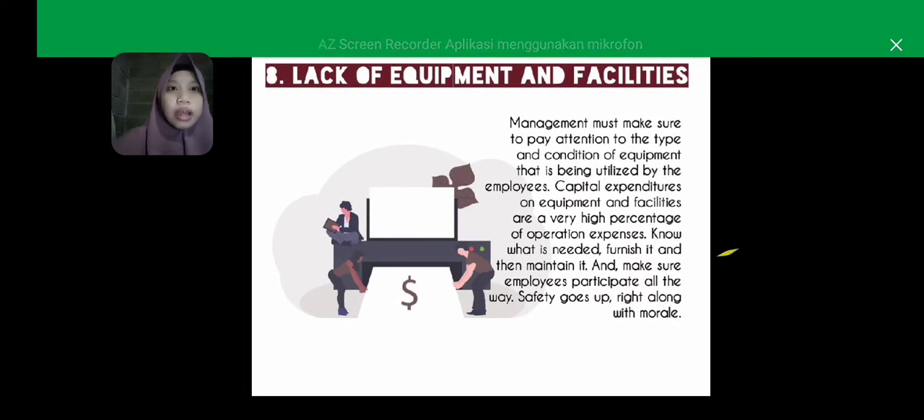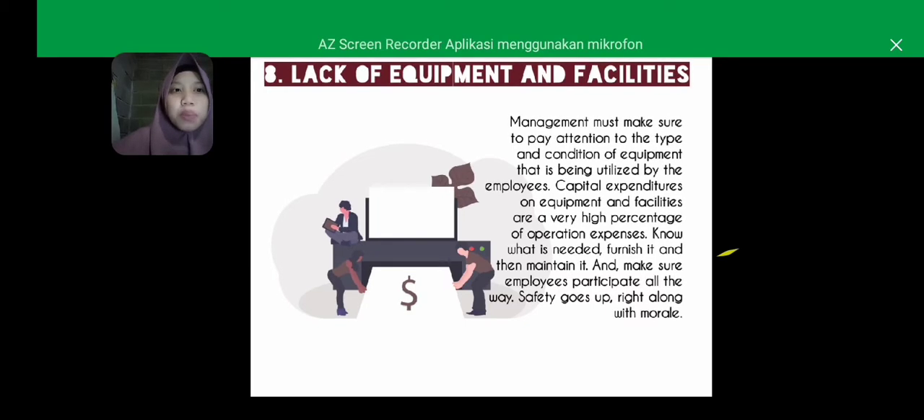Next, lack of equipment and facilities. Management must make sure to pay attention to the type and condition of equipment that is being utilized by the employees. Capital expenditure on equipment and facilities is a very high percentage of operation expense. Know what is needed, furnish it, and then maintain it. And make sure employees participate all the way. Safety goes up right along with morale.